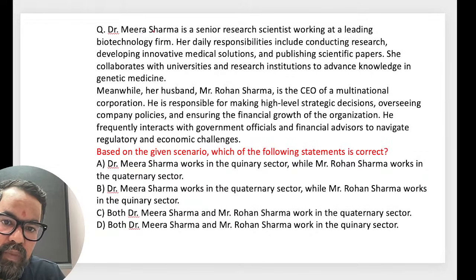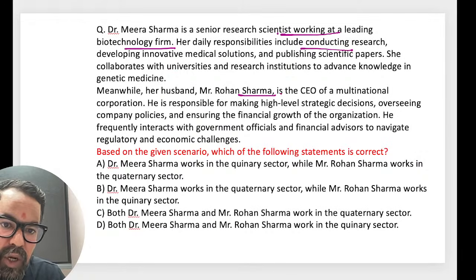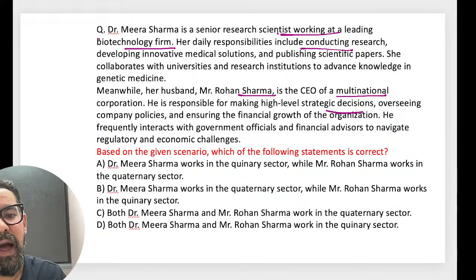Meera Sharma is a senior scientist working at a leading biotech firm. Her daily responsibilities include conducting research. Her husband Rohan Sharma is CEO of a multinational corporation, responsible for this one. So you have to find out which sector Dr. Meera works in and which sector he works in, okay.